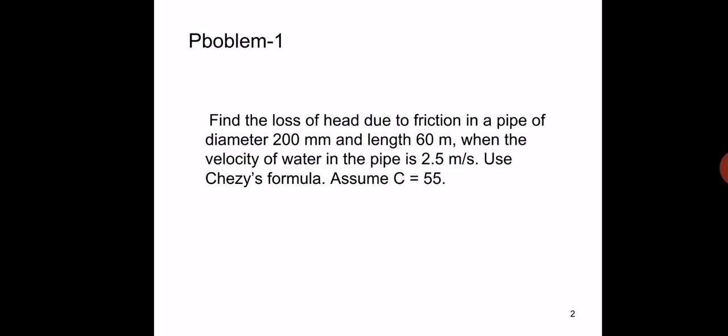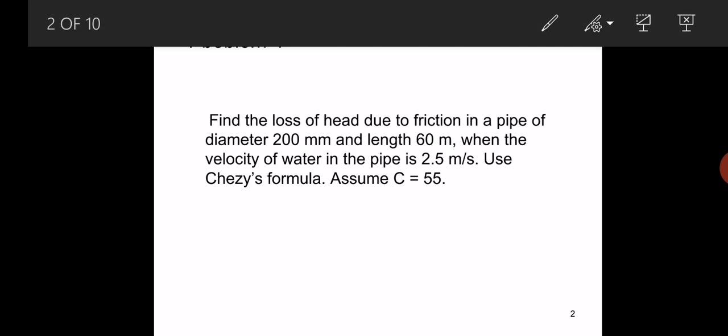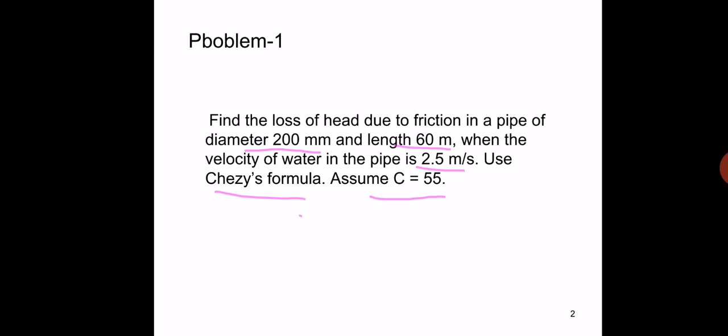Problem number one: find the loss of head due to friction in a pipe of diameter 200 mm and length 60 meters, when the velocity of water in the pipe is 2.5 meter per second. Use Chezy's formula. Assume C is equal to 55. First of all, you have to understand the problem. He has asked to calculate the head loss due to friction, meaning the hf value. The remaining values are given, so here we have to write the given data.